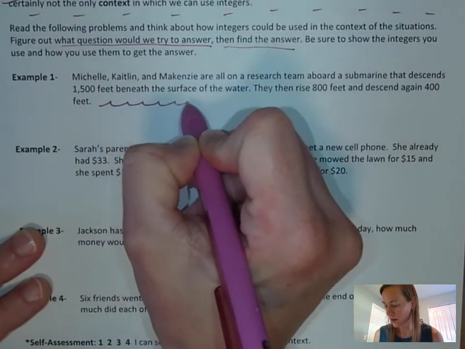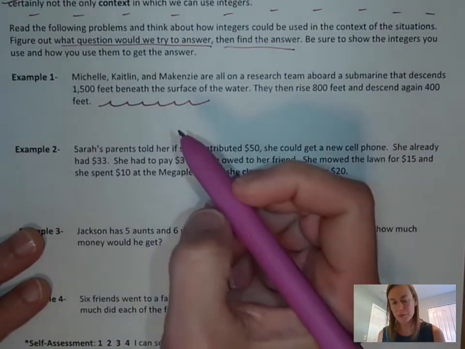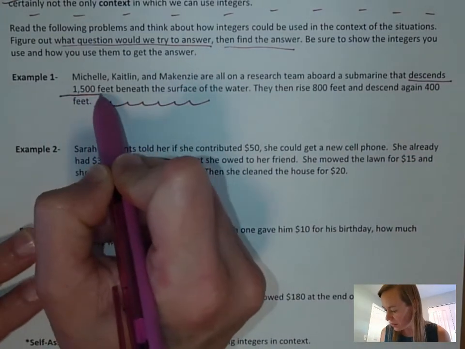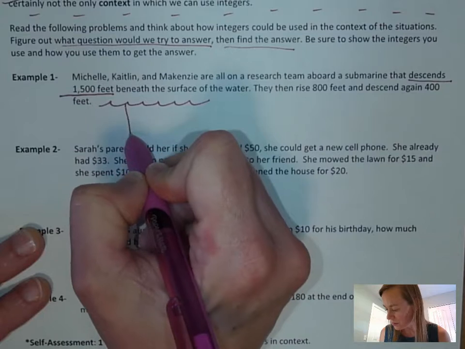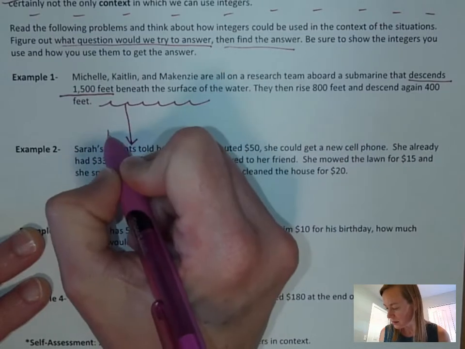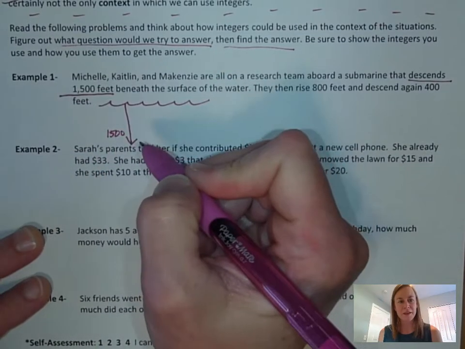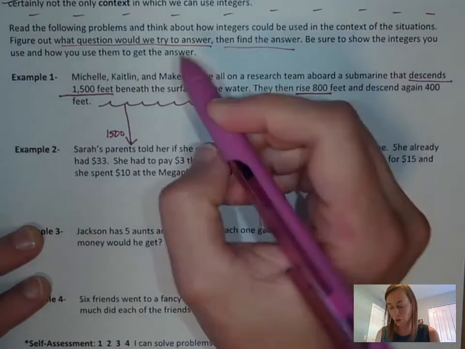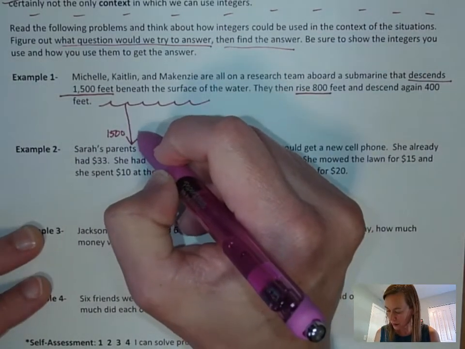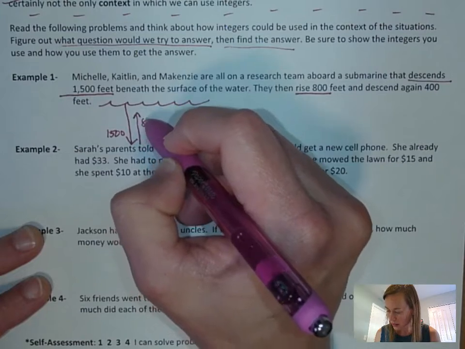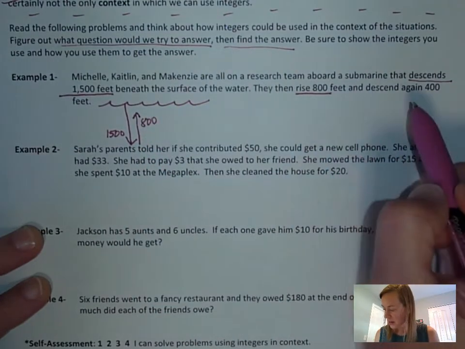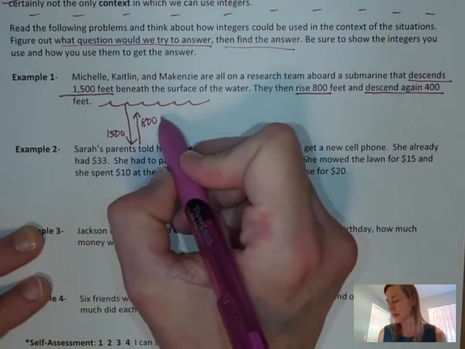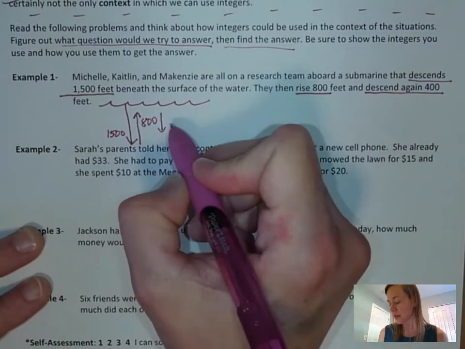So here's our water, right? And we've got our submarine. So first it descends 1,500 feet. That means we're going to go down 1,500 feet. And then next, they rise 800 feet. So that means we're going to go up 800 feet from there. And then next, we're going to descend again 400 feet. So we're going to go back down 400 feet.